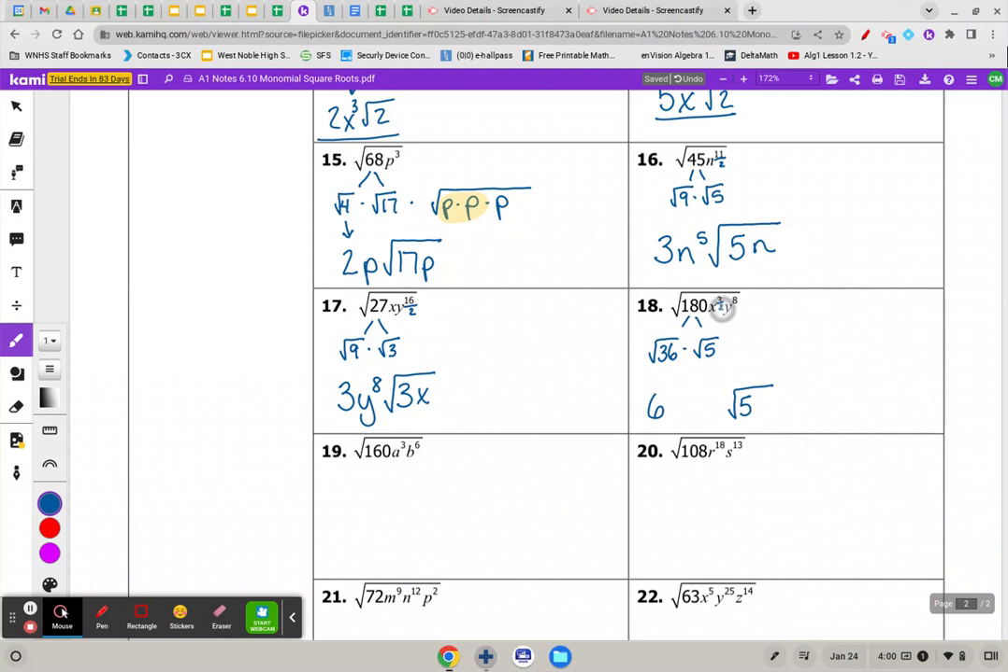X cubed, I will divide by 2. That gives me 1x on the outside, because 3 divided by 2 is 1, with 1x left over. And then the variable y to the 8th, if I divide the exponent by 2, I get y to the 4th on the outside.